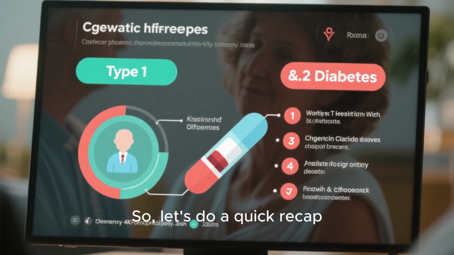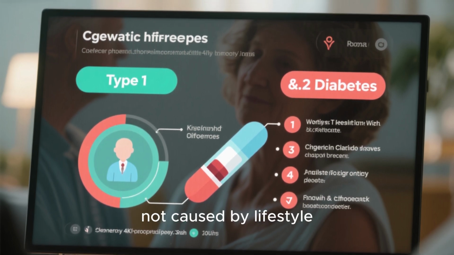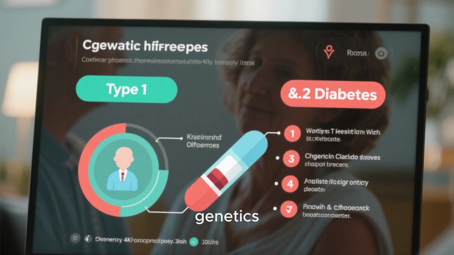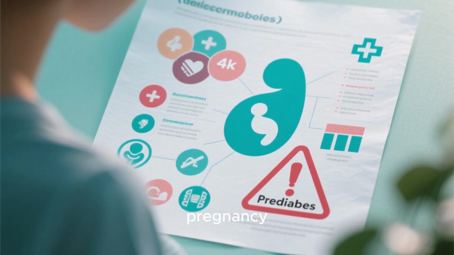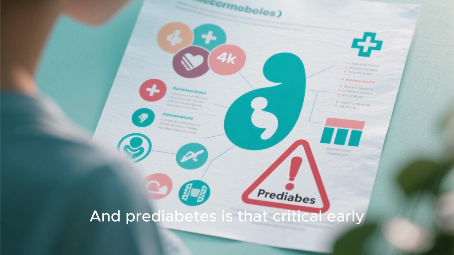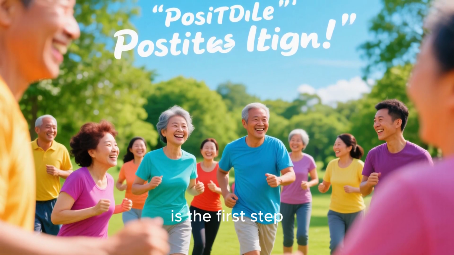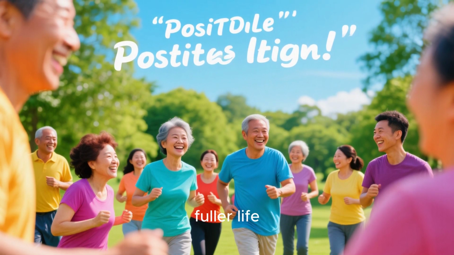So, let's do a quick recap. Type 1 is an autoimmune condition, not caused by lifestyle. Type 2 is mostly related to lifestyle and genetics. Gestational diabetes, it's specific to pregnancy. And prediabetes is that critical early warning stage. Understanding these key differences is the first step toward better prevention, management, and living a healthier, fuller life.